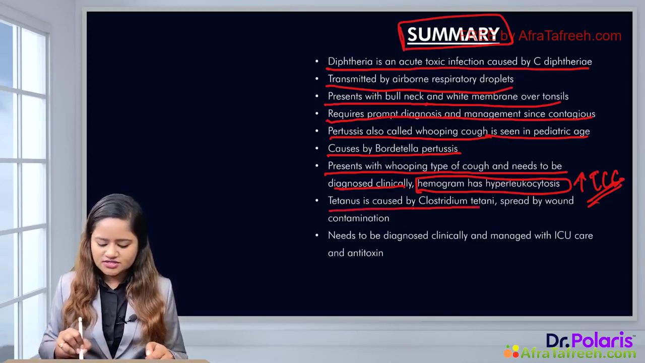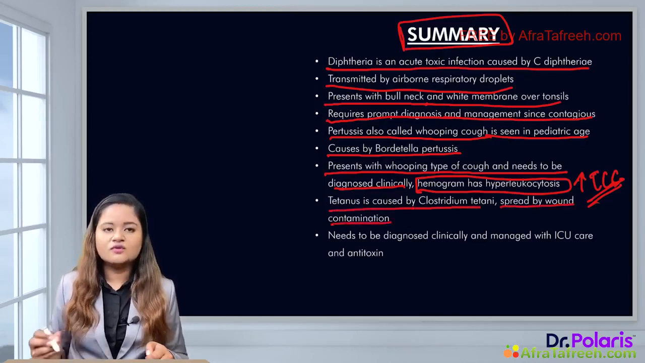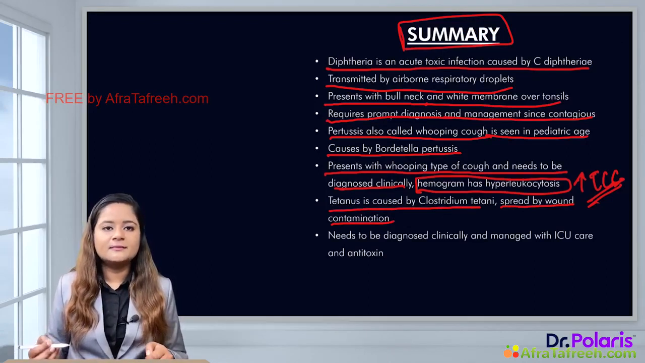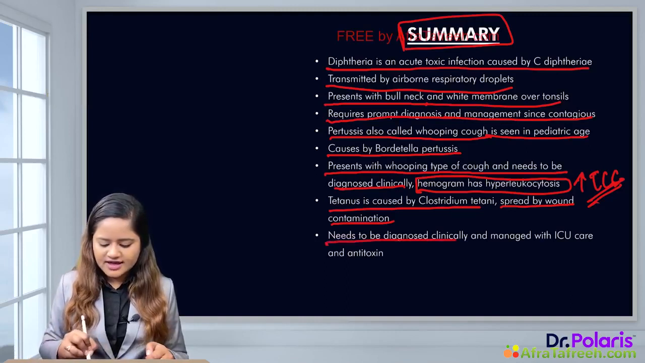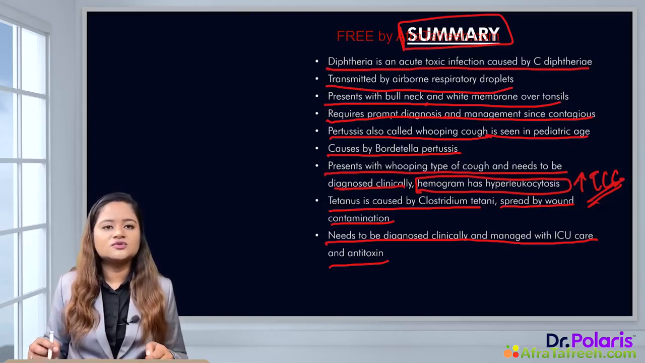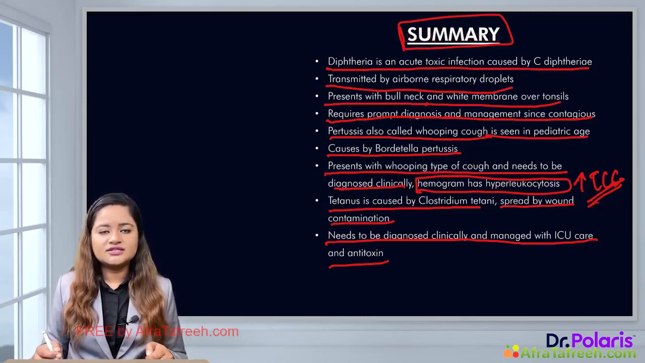Tetanus is caused due to Clostridium tetani that can spread because of wound contamination, and it can also result into neonatal tetanus if the umbilical cord of the newborn is not handled aseptically. It needs to be diagnosed clinically and requires ICU management and a dose of antitoxin to neutralize the effects of toxin released by tetanus.